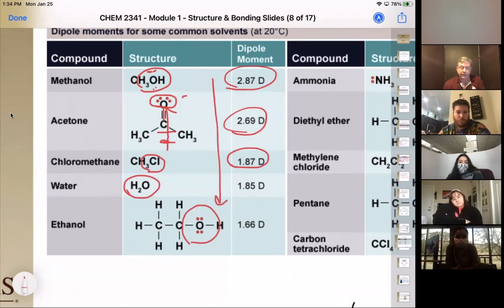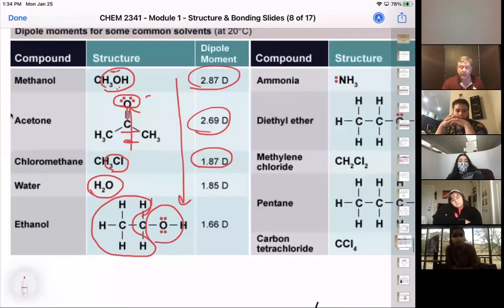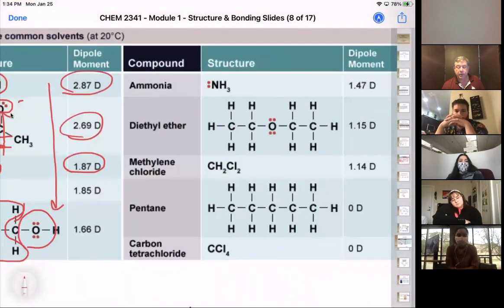So the fact that we have more place to spread this partially positive charge on this side means it's decreasing the intensity of the dipole because we're spreading that charge out. Look at a couple more. Ammonia is less electronegative than oxygen is. So it's pulling less on those hydrogens, and therefore it has a lower dipole.